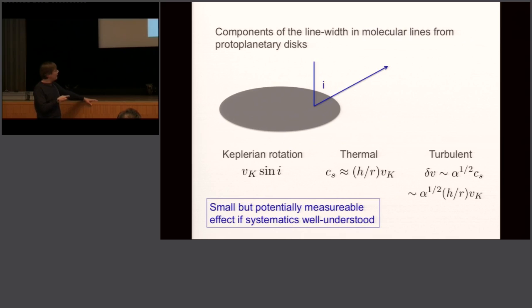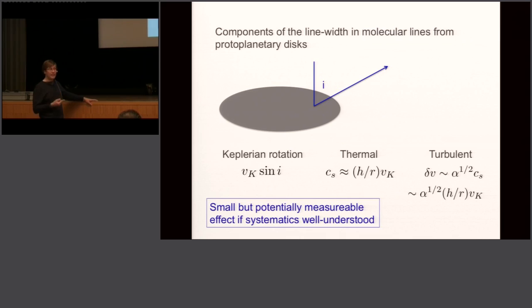Then on top of that, we have a thermal component to the line width. In terms of the way we've defined things, that will depend on the sound speed, which is a factor of h over r smaller than the Keplerian velocity. And then finally, we have a potential turbulent piece to the molecular line width. In an alpha-type model, the order of magnitude estimate of that velocity scales as alpha to the 1/2 times the sound speed.